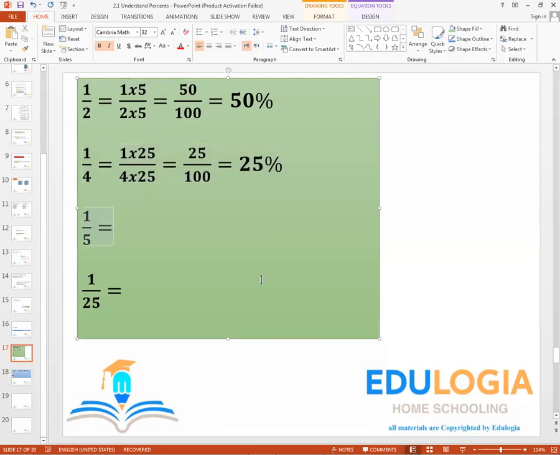Vice versa for 1/5 here. I can multiply by 2, times 2 down, times 2 up. So now it is 2/10. And what about increasing a zero here, and up? Now it's 20/100. It's 20%. Very simple.